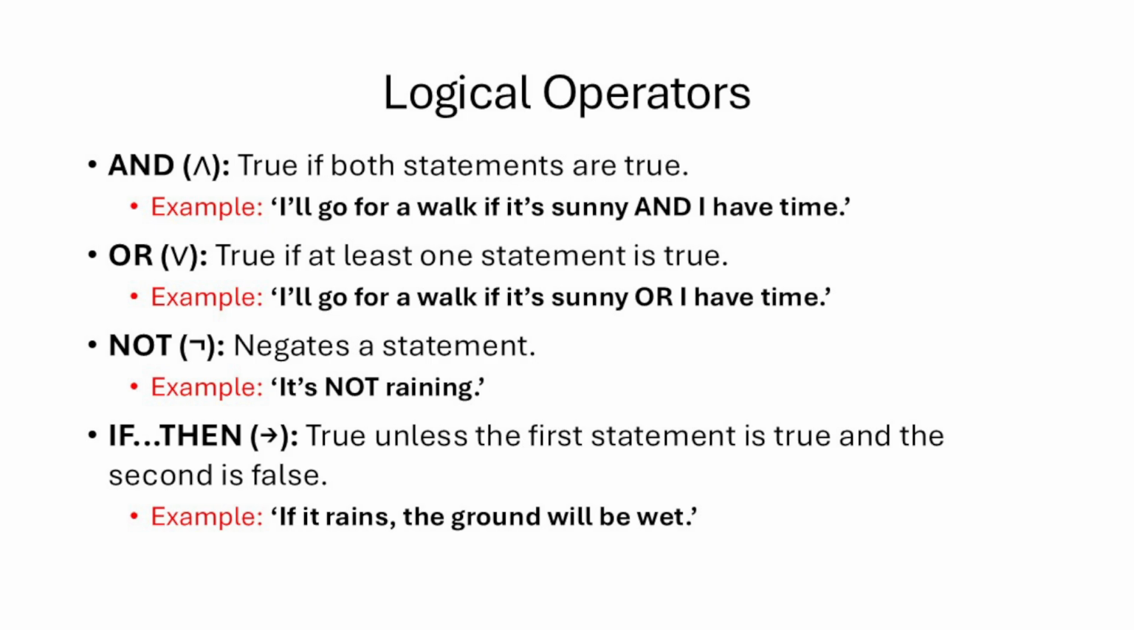And then we have "or", the disjunction. In this case, it's true if at least one statement is true. As you can see in the example, we have, "I'll go for a walk if it's sunny or I have the time." So only one of those needs to be true. Either it's sunny or I have the time, and if one of those is true, then the overall statement is true.